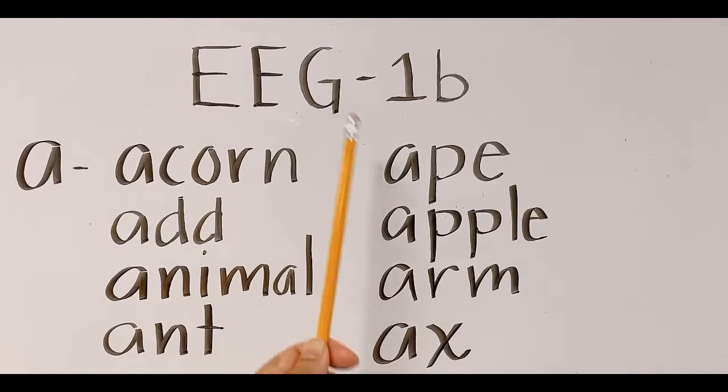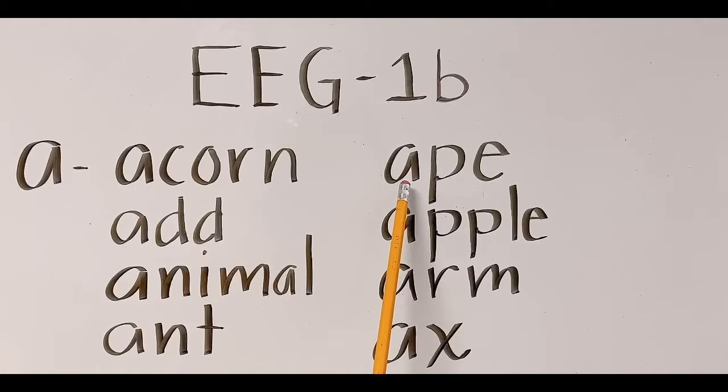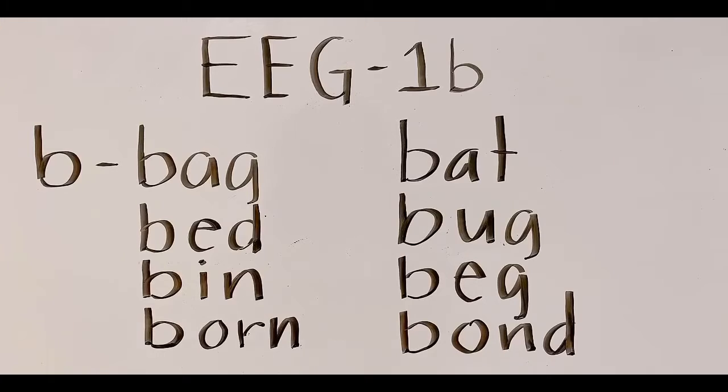ape. Ape. Okay, notice the sound of A again. It's like acorn. A. Okay, ape. Next, apple. So the basic sound ah, apple. Next, arm. Arm. Okay, next, axe. Axe. Okay, good. Okay, next is the letter B.